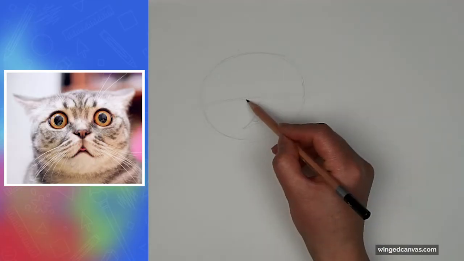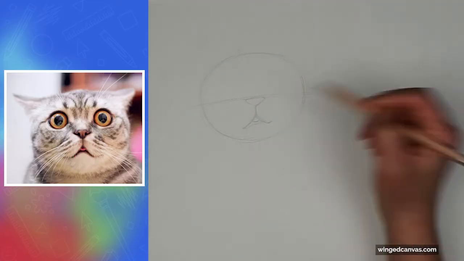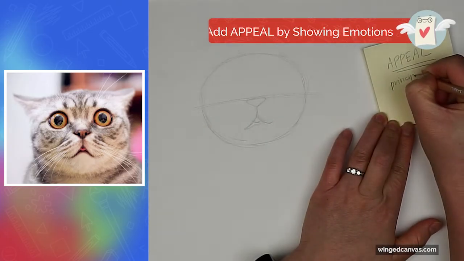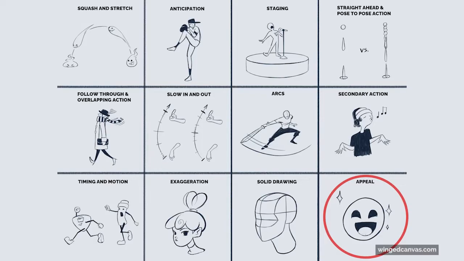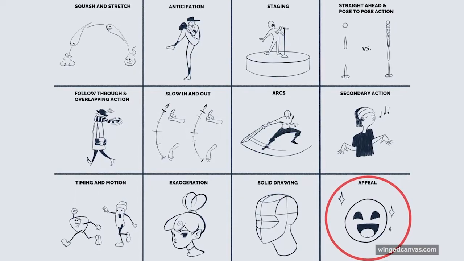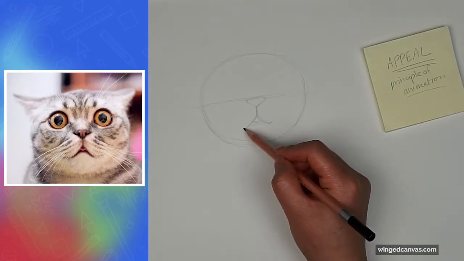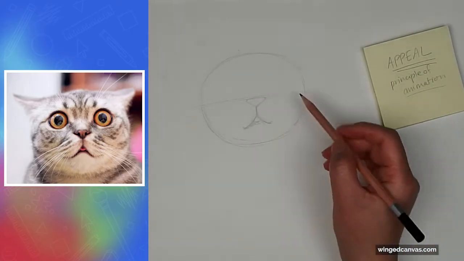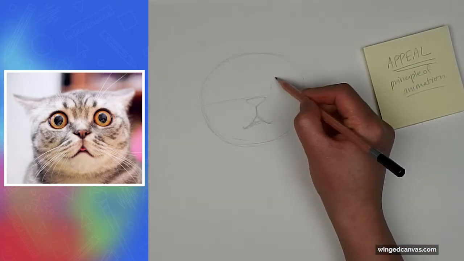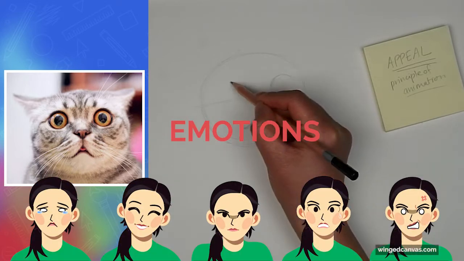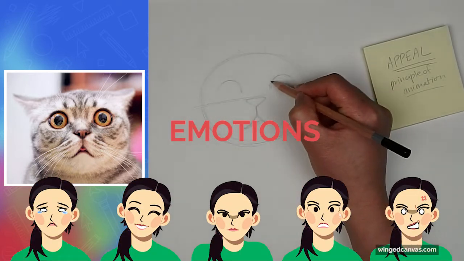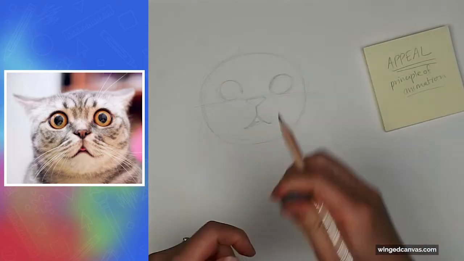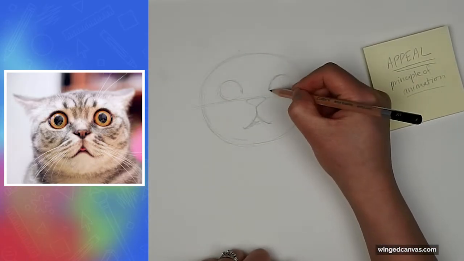One of the things I want to talk about is appeal. Appeal is actually a principle of animation. There are 12 principles of animation. There are 10 principles of design, 7 elements of art. But appeal is one of the principles of animation, and when you look at emotions, especially emotions on characters, emotions are the most appealing thing in terms of how it gets us to react.